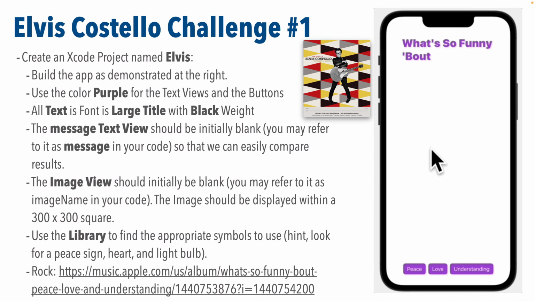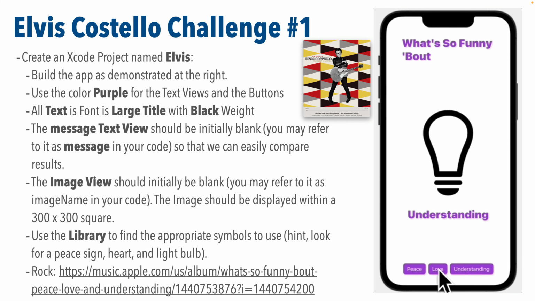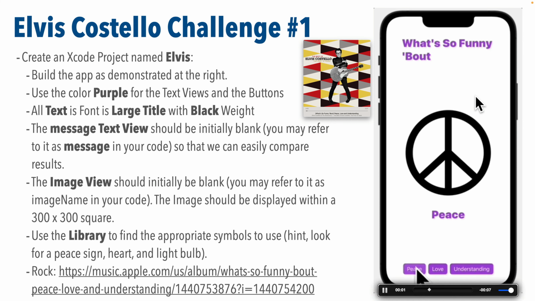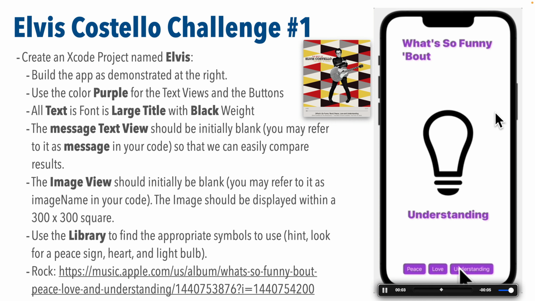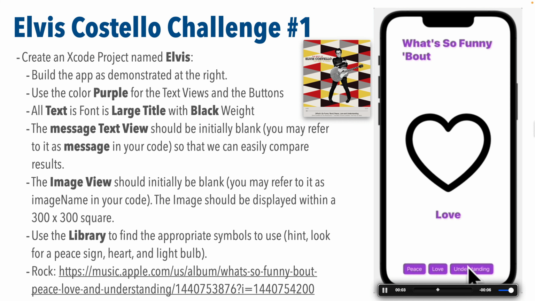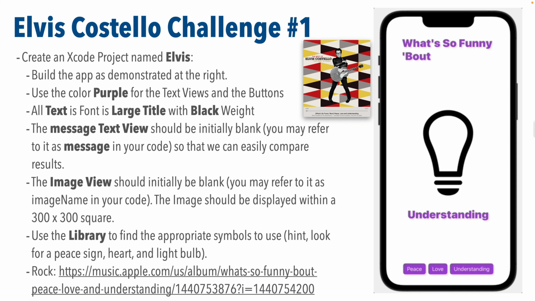Now, your challenge is to create a new Xcode project from scratch. Name this Elvis. Build the app as demonstrated at the right. Use the color purple for the text views and the buttons. All text views use the large title font in black weight. The message text view should initially be blank. You can refer to this as message in your code so that we can compare our results. The image view should initially be blank. You can refer to this as image name in your code, again, so we can compare. And the image should display inside a 300 by 300 square.